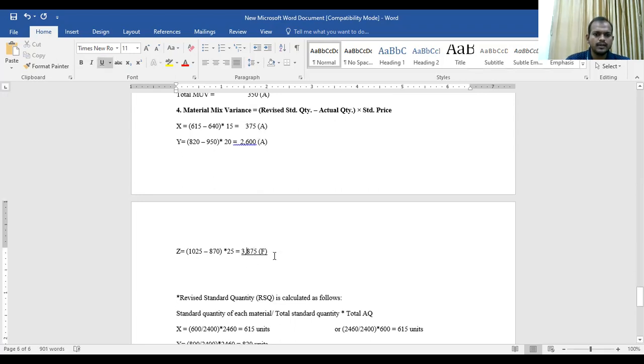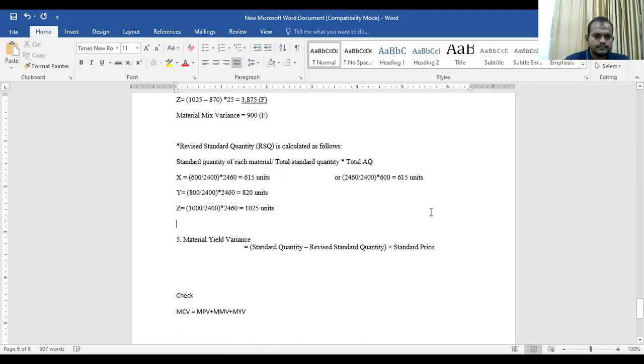So the total material mix variance is 900 favorable variance, because the favorable variance is higher than the adverse variance. 900 is a favorable variance of material mix. Okay.